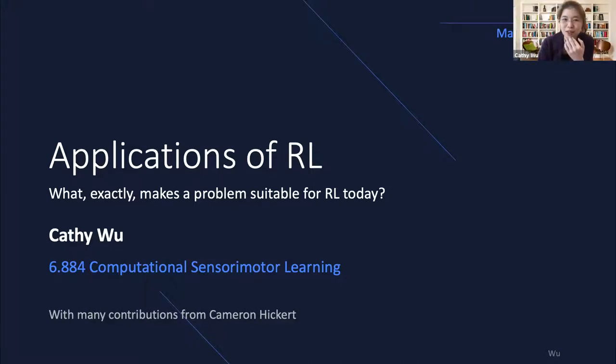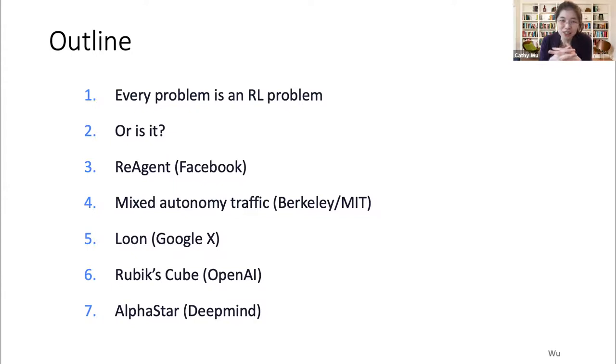Okay, good. So let's jump in. This is the rough outline. I'm told that you have actually already discussed the Rubik's Cube, so I may skip or be very quick on that part. What we will cover is one perspective, which is that every problem is an RL problem. Okay. And then we'll ask, well, is it?